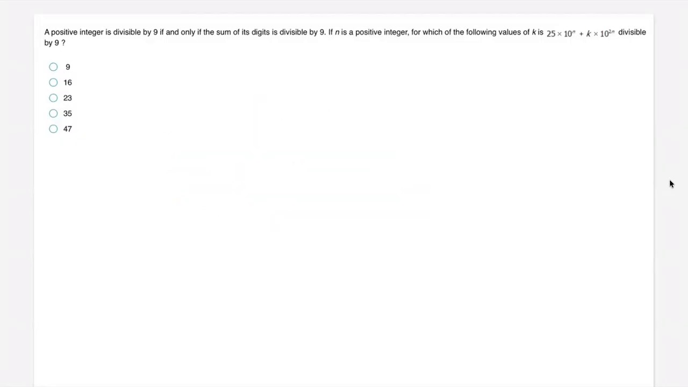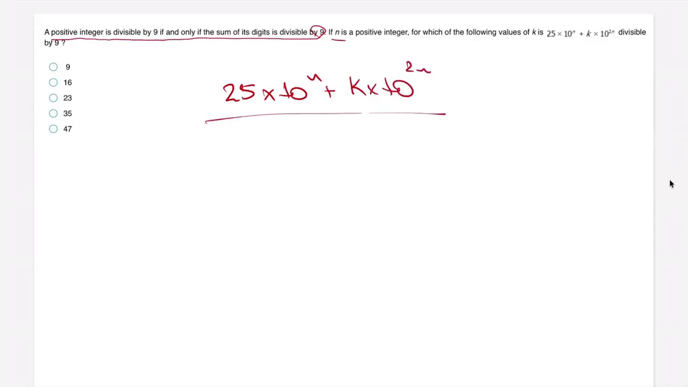By 9 is the same thing, but the sum needs to be divisible by 9. You know a number is divisible by 9 if the sum of its digits is divisible by 9. A positive integer is divisible by 9 if and only if the sum of its digits is divisible by 9. If n is a positive integer, for which of the following is 25 times 10 to the power n plus k times 10 to the power 2n divisible by 9?